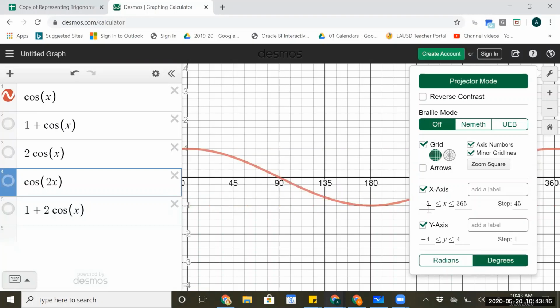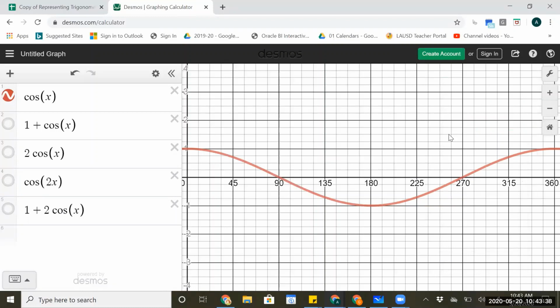I went from about -5 to 365 just to give myself a little extra space on the ends. And I went in steps of 45, that's pi over 4, just so I can get a good picture of this. And my y-axis, I went -4 to 4. All right, so here's my parent function.